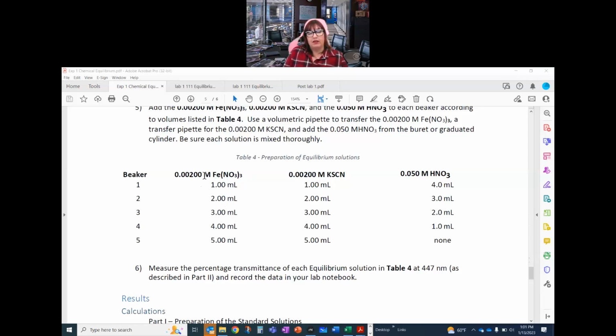In this case, we're using 1 mL of the Fe in the first one, 1 mL of the SCN in the first one, and 4 milliliters of the HNO3 for a total volume of 6 mLs. In the second beaker, we have 2 mLs of Fe, 2 mLs of the SCN, and then 3 mLs of the HNO3. So 2 plus 2 is 4, plus 3 is 7. So 7 milliliters. So every volume is different. We're going to need to keep that in mind when we do our calculations. But this is how we would prepare those solutions. And then we would put those into the spectrophotometer, measure the percent transmittance, and then take all of that data home to do all of the crunching of calculations.